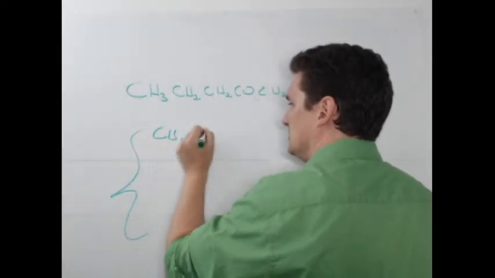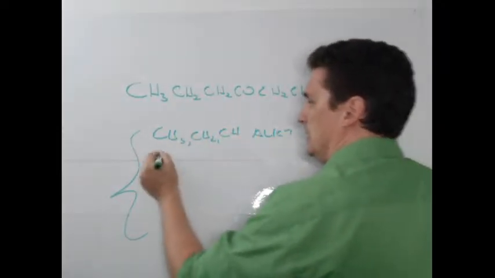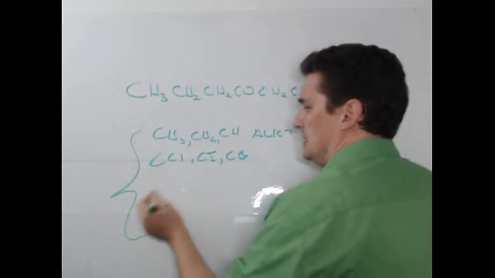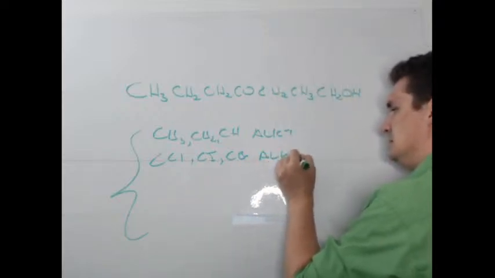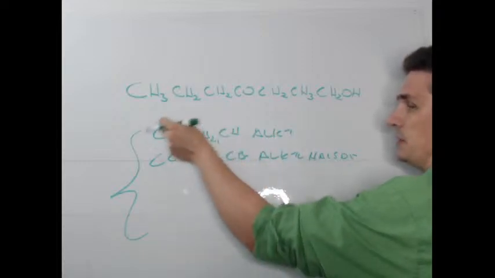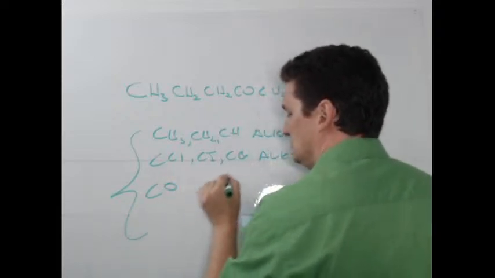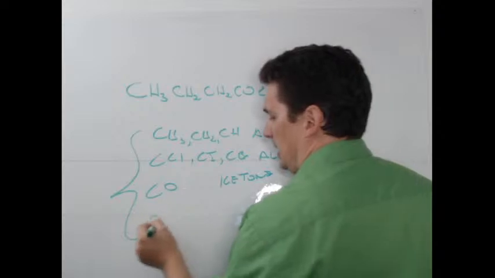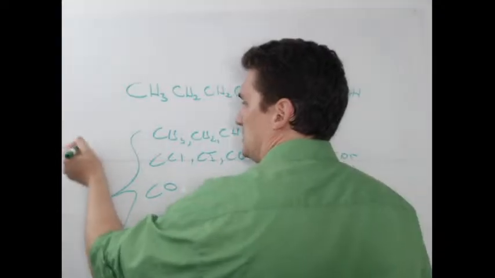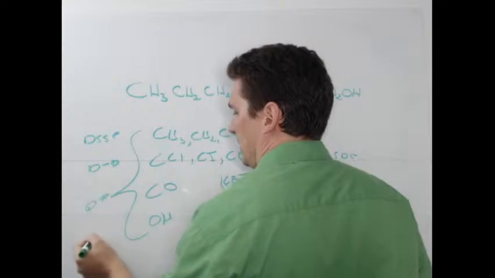The alkyl, alkyl halides, so C-Cl, C-I, C-Br. An alkyl halide is just an alkyl group with one of the hydrogens swapped with a halide. So iodine, fluorine, bromine, chlorine. Your ketone and your alcohol. With each of these groups, we've got dispersion, dipole-dipole, and H bonding.